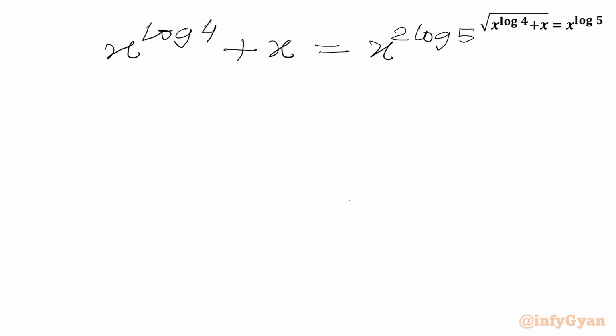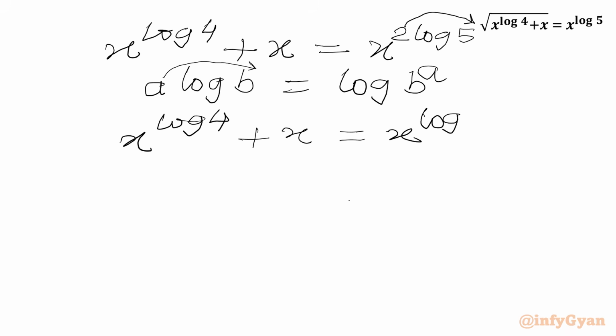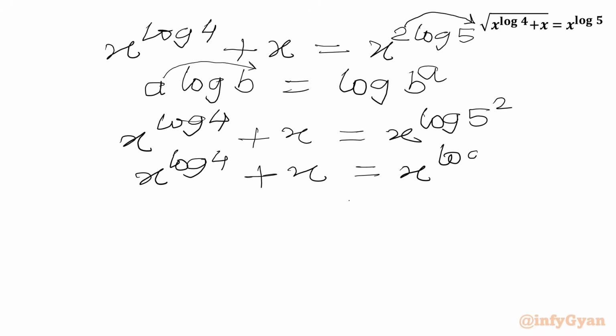Now we'll use a log property, which says a times log b can be written as log b power a. Anytime we can take this multiplier to the exponent of b. So we will write this 2 here in the power of 5. So x power log 4 plus x will be equal to x power log 5 square, which will give us x power log 4 plus x equal to x power log 25.